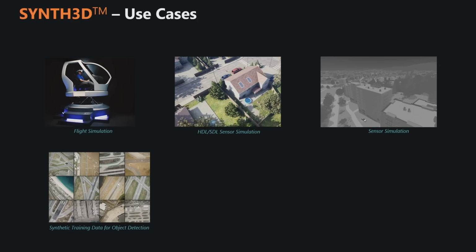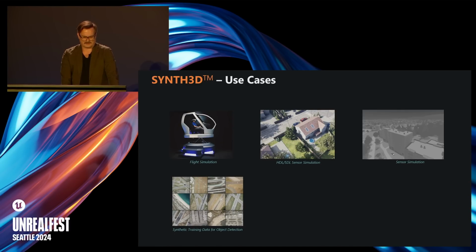Another interesting use case is synthetic training data generation. So we can procedurally place objects of interest based on the terrain semantics and permutate these scenarios in very large amounts so that our customers can use this synthetic training data to train their object detection models.